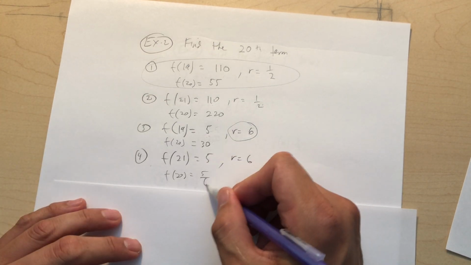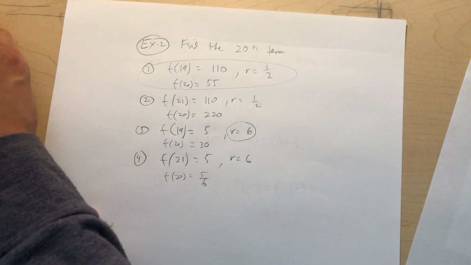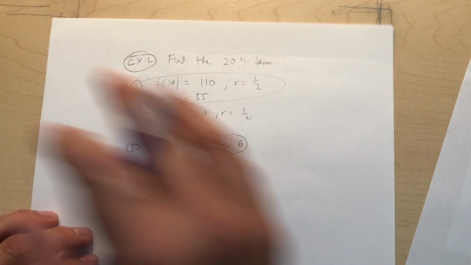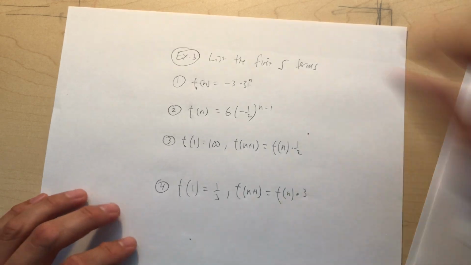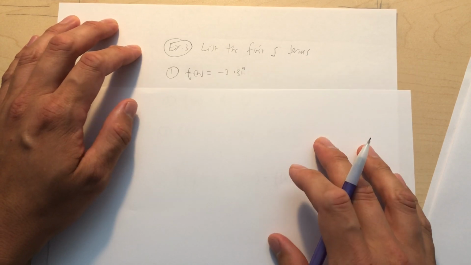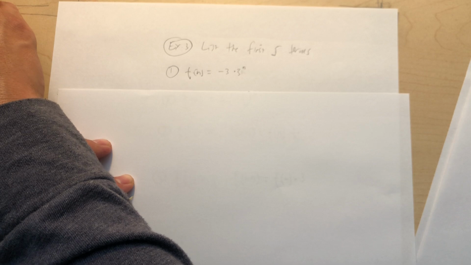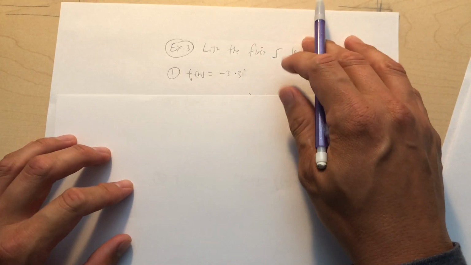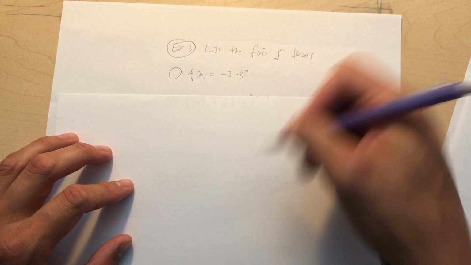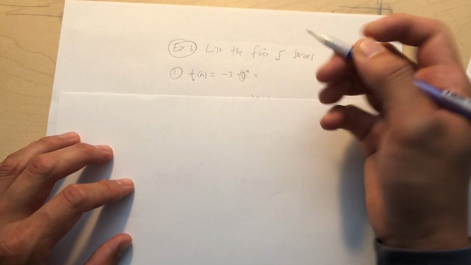All right, number 6, our very last problem. We have to list the first 5 terms. For this one, our first one is to the 1 power, and after that you can see here the multiplier is 3. So let's put down the first number.